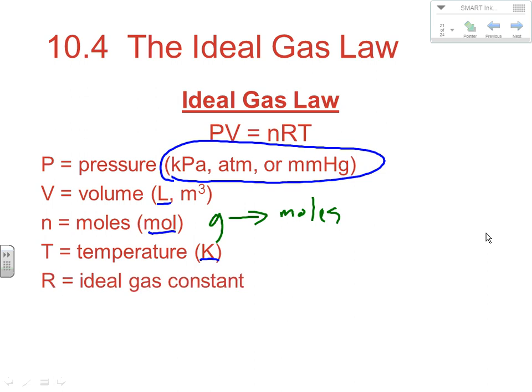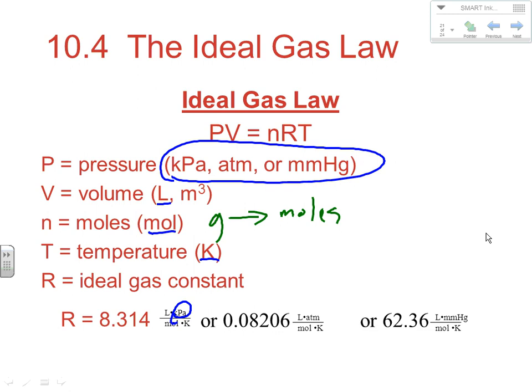R is the ideal gas constant, and it's really tied to what kind of pressure unit we want. It's 8.314 if we're in liters, kilopascals, moles, and Kelvin. So this is the kilopascal expression for R. And if we're in atmospheres, it's 0.08206. And if we're in millimeters of mercury, it's 62.36. All of these are equivalent to each other. So if you take any one of these numbers and do a conversion from kilopascals to atmospheres or atmospheres to millimeters of mercury, you'll see that they're all equal to each other. So every one of these is a value of R.